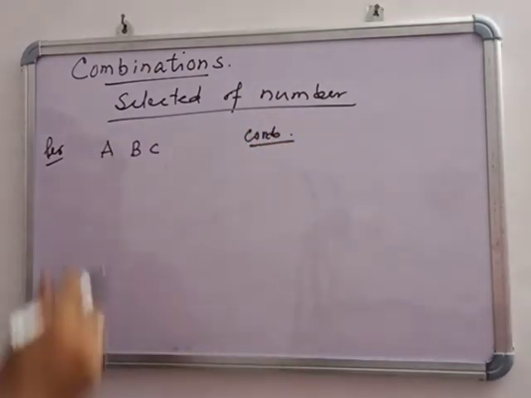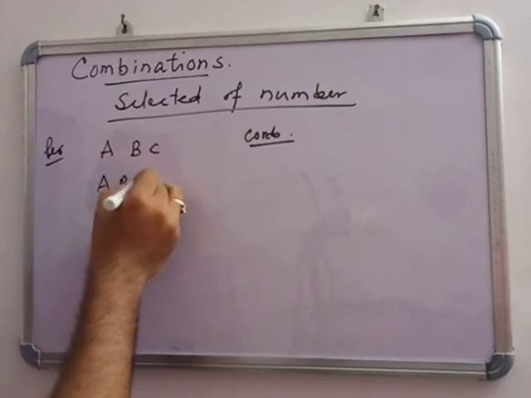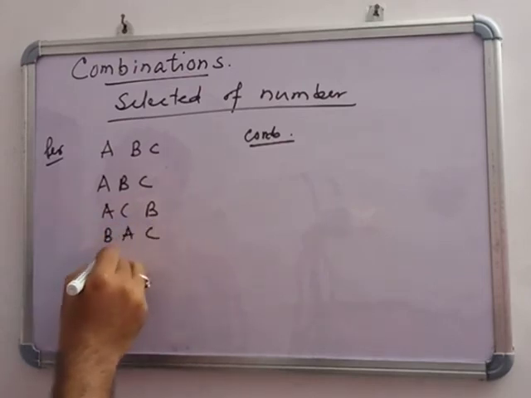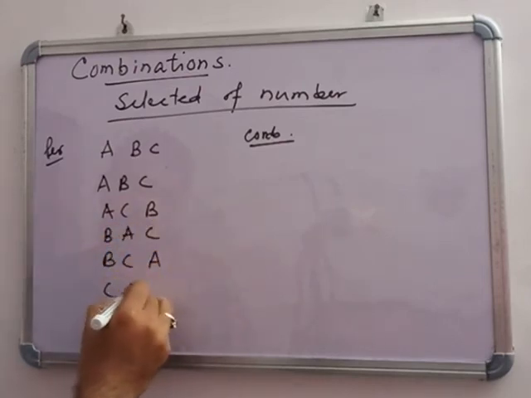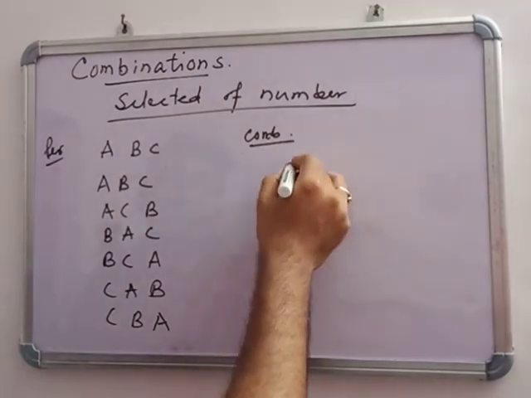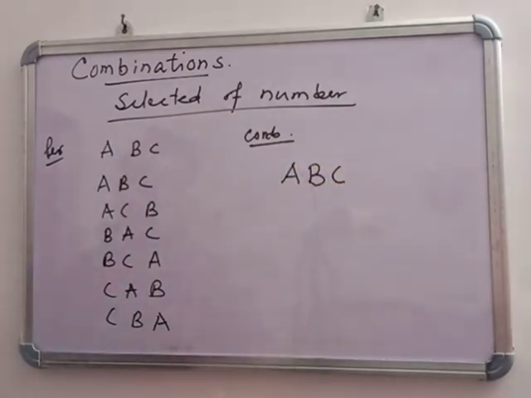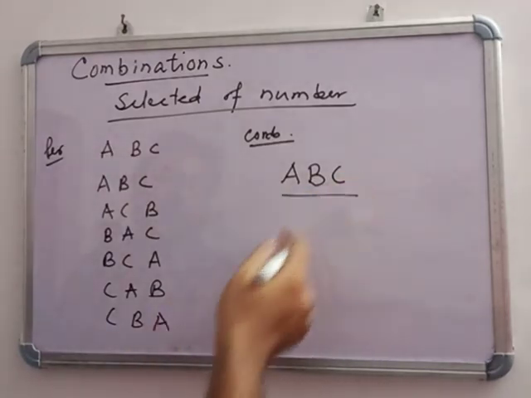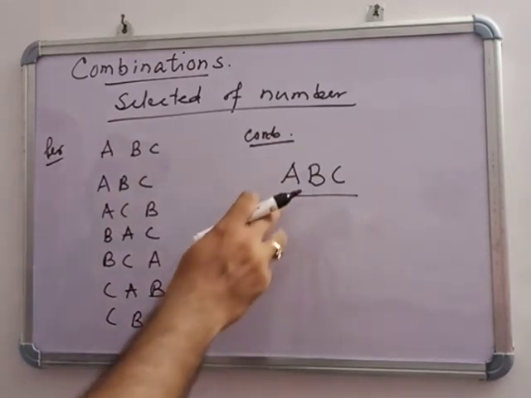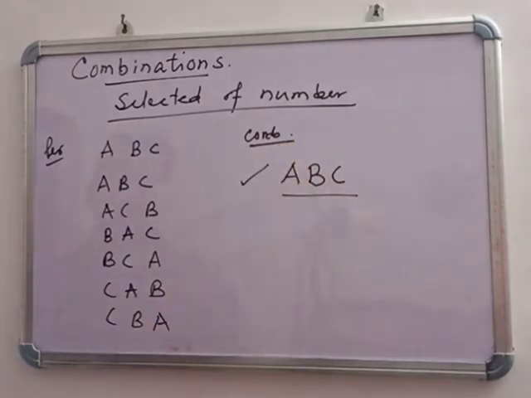So see that for permutations you have to write A, B, C, A, C, B, B, A, C, B, C, A, C, A, B, C, B, A. But in combination, that is only A, B, C. The order is not important. You can write anything. A, B, C is the thing you have to select. The total possible ways is one here, and here 6. Now go to the formula.